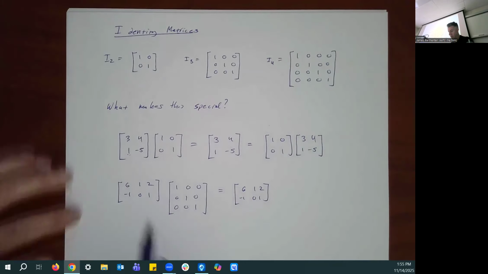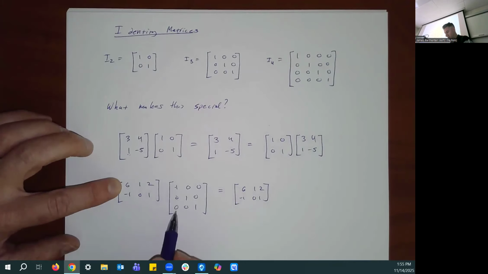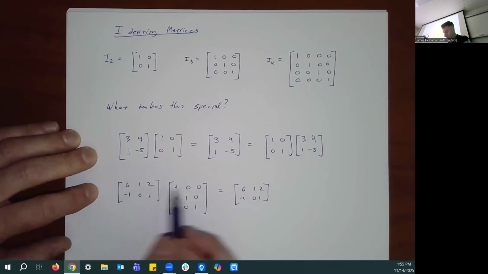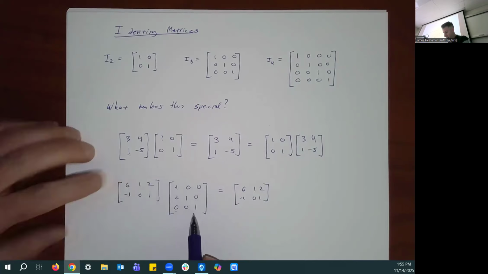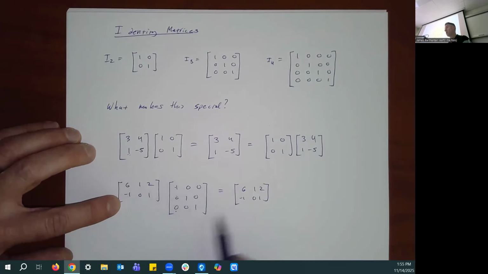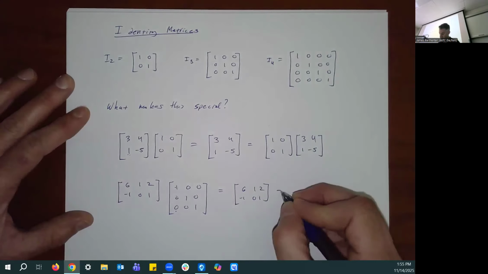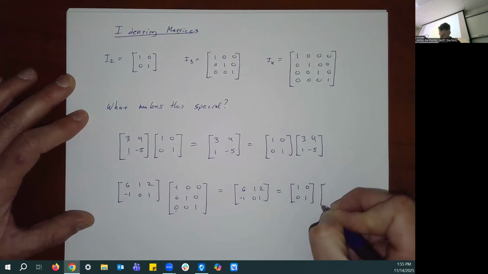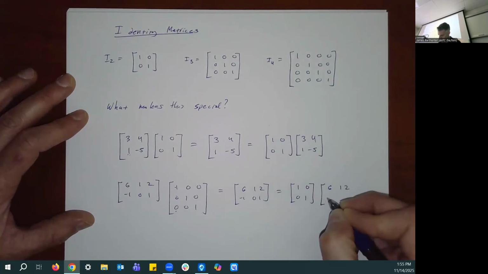You can check, right? 6 times 1 is 6, plus 0 plus 0. And then this with this is going to be 0 plus 1 plus 0. And then this with that is going to be 0 plus 0 plus 2. And then this with that is -1. That with that is 0. That with that is 1. Or if you multiply it on the other side, you'd have to have a 2 by 2 identity matrix times the 2 by 3 matrix C.